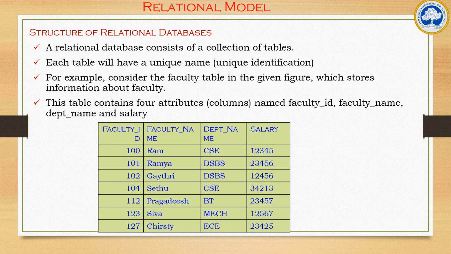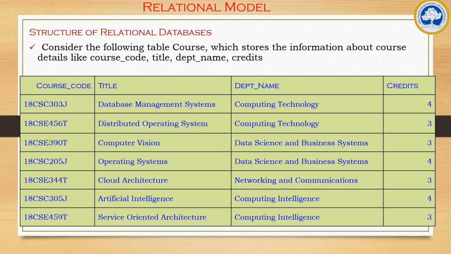Here, in the structure of the relational database, each and every table contains a unique name, and the table contains rows and columns. A column represents an attribute, and each and every row represents a record of the table. That is also called a tuple. Here, faculty is a table name, with faculty ID, name, department name, and salary. These are considered the attributes of that particular table. Similarly, if we take course, it gives information about the courses like course code, title, department name, and credits.